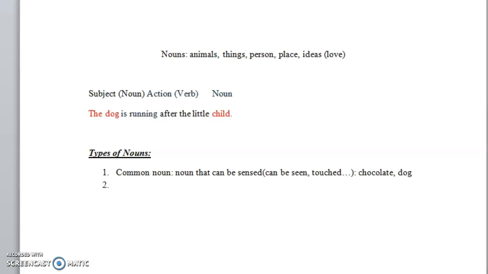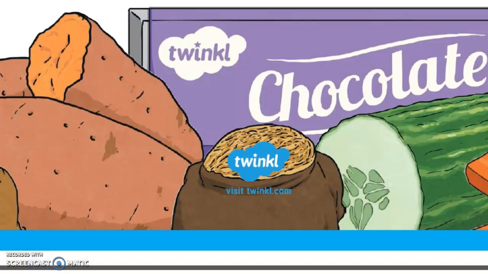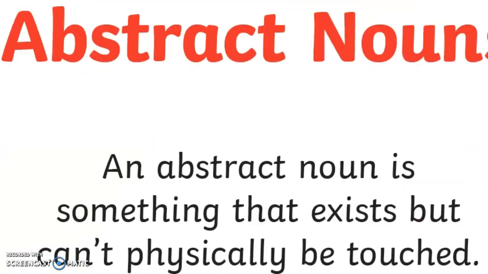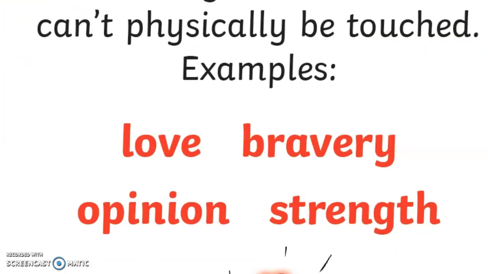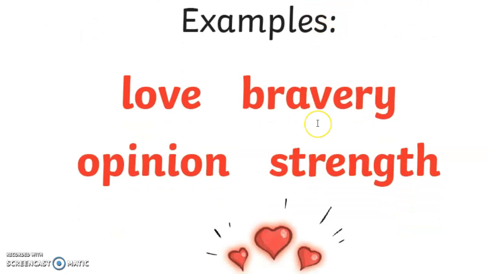Okay. Now we'll go to the other type, and the other type, which is quite the opposite, is the abstract noun, or the ideas, the feelings that we have. We can never touch the abstract noun, but we can feel it in our hearts or in our minds. For example, love or bravery, which is the noun of brave, strength, opinion, okay, fear. These things are ideas, feelings, so they are called abstract noun.